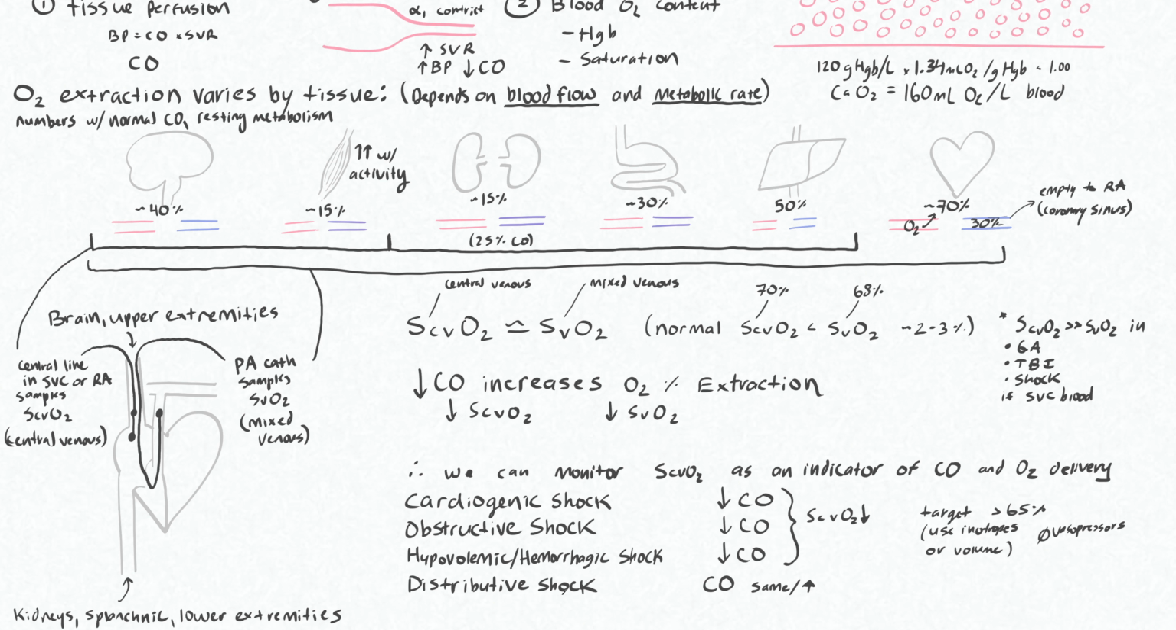Whereas in a distributive shock, our cardiac output should be relatively the same or sometimes even increased, unless we're distributed to the point of having low preload, which I'll say often is the case before initial resuscitation. But in this case of having normal cardiac output or even slightly increased cardiac output, the ScVO2 here will be normal or potentially even high.